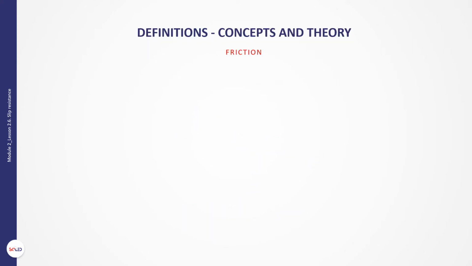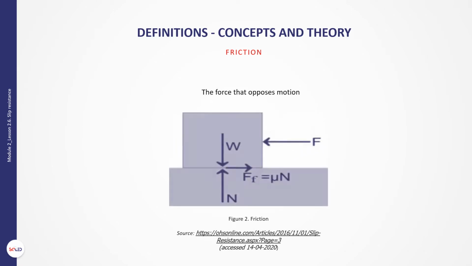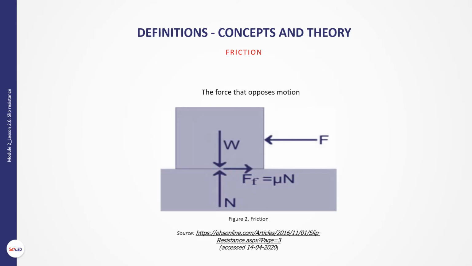Friction can be defined as a force that opposes motion. Refer to Figure 2. The weight, W, of the block is equal to the vertical force, N, acting upwards. This represents Newton's third law of motion, which states that for every action there is an equal and opposite reaction. If a force, F, is applied to the block, motion of the block is resisted by the friction force, FF. The friction force, FF, is proportional to the vertical force, N, where FF equals μN.